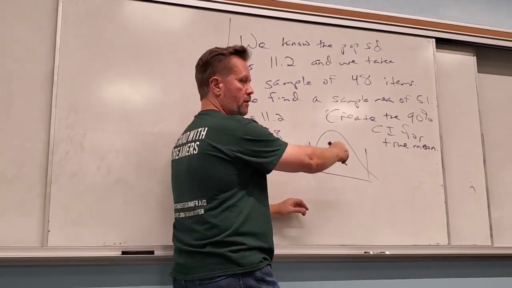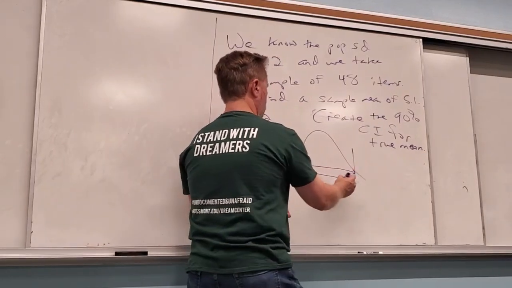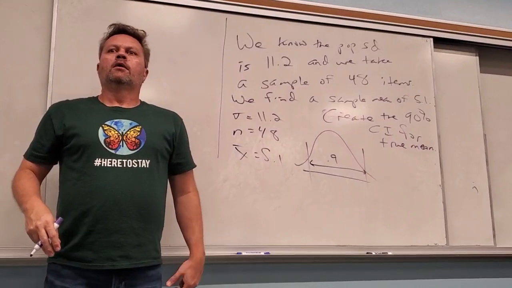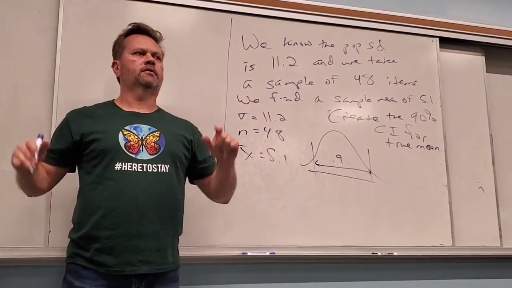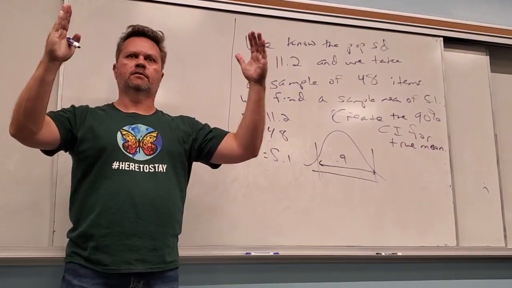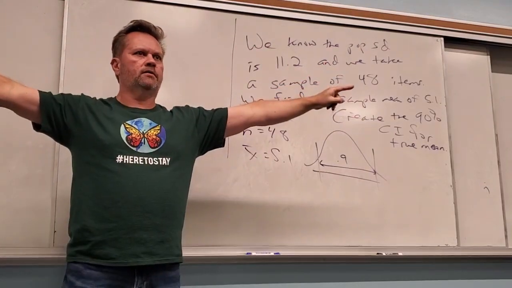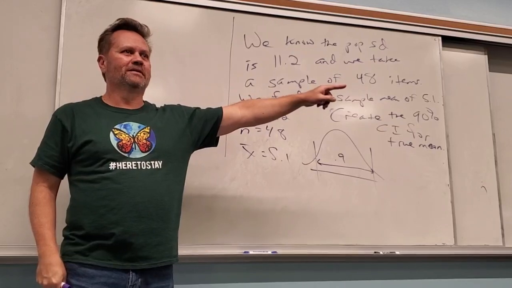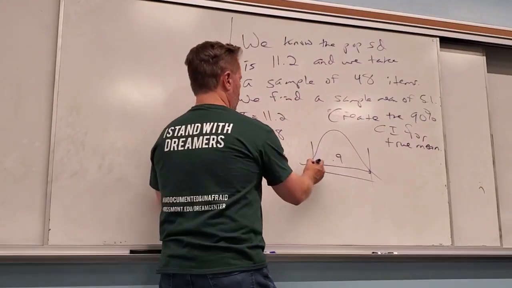All right, so what am I missing here? What's this? 0.9, 0.9? 0.05. Okay. So there's 90% inside, 10% outside, 5% on that side, right? Or either side. Okay. So this will be 0.05.